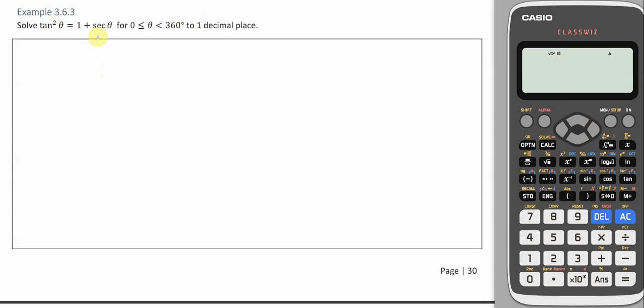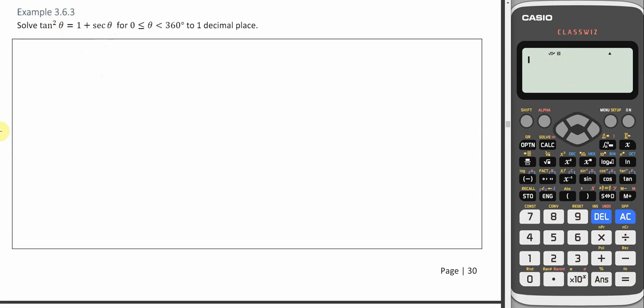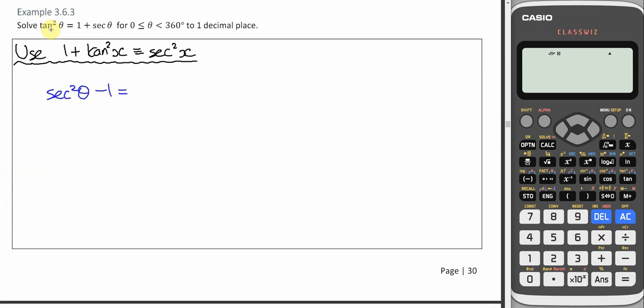Right, I've got tan squared and there's also sec in this question. So there's an identity that links together tan and sec. So that identity is 1 plus tan squared x is sec squared x. That's what I'm going to use. So rearranging that and using theta instead of x, I can replace tan squared theta, so replacing the left hand side here with sec squared theta, take away 1. And I'm going to leave the right hand side alone.